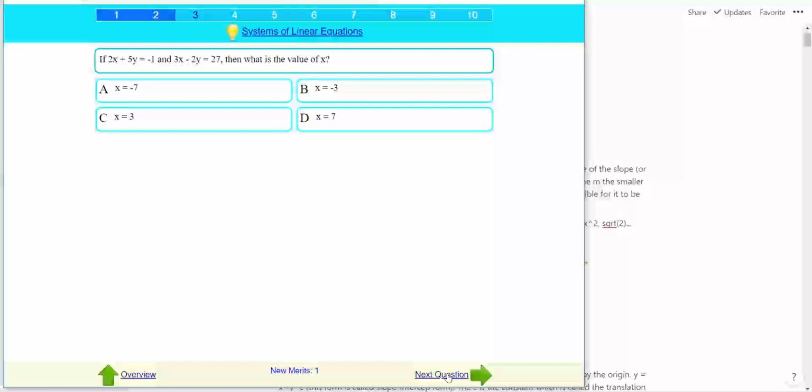Okay, let me flip my paper and solve again for another problem. So we have 2x plus 5y would equal to negative 1, and then the second equation is 3x minus 2y equals to 27. Okay, so I've been using the elimination for a pretty good time now. I think I keep at it because it seems to be a simpler approach.